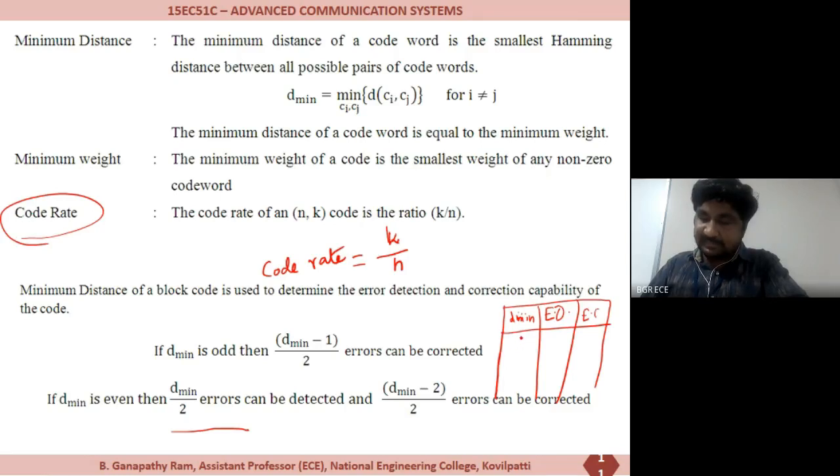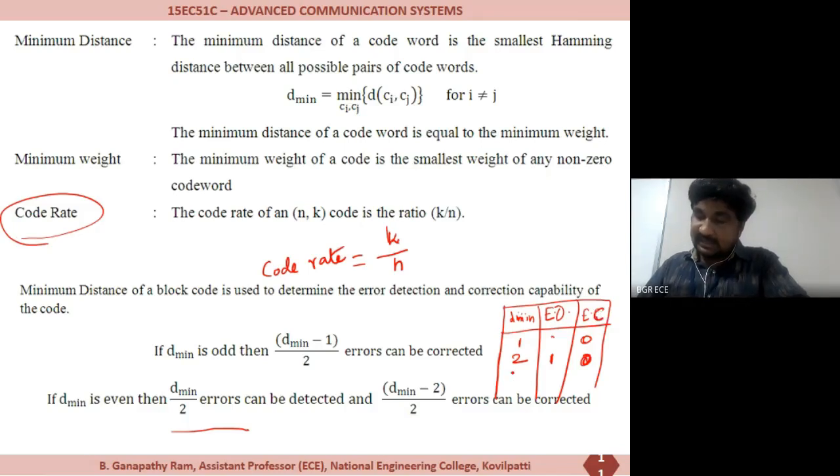If dmin is 1, then 0 bits can be corrected, because 1 is an odd number, so dmin minus 1 divided by 2 errors can be corrected, so 0 errors can be corrected. If dmin is equal to 2, then 1 error can be detected and 0 errors can be corrected.